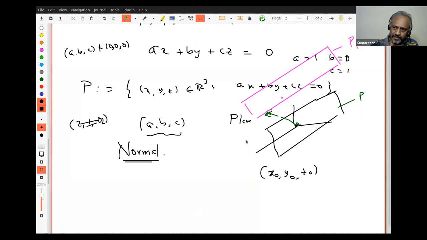That's a problem. Now, if I want to say it's parallel, what it means is that the normal to this plane should be whatever was the normal to the other plane. This should also be the same normal. That means the normal should again be a, b, c for this plane P1.